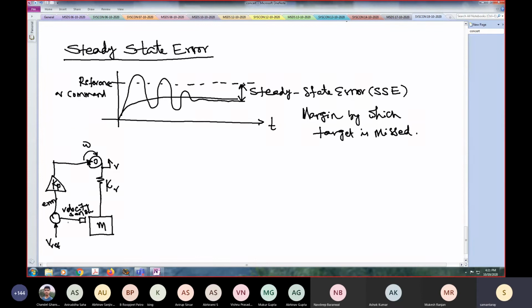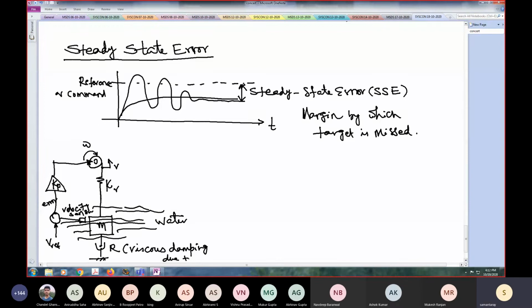But assume that this mass is inside water. This is water. And some viscous resistance because of the water acts on this, R. This is viscous damping due to water. Okay. As we know, gravity will not be considered. Everything is taken from the equilibrium position. So this is our system.